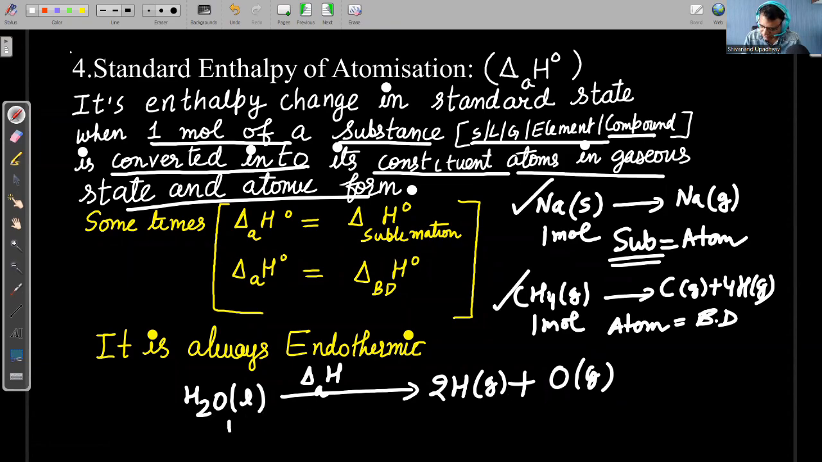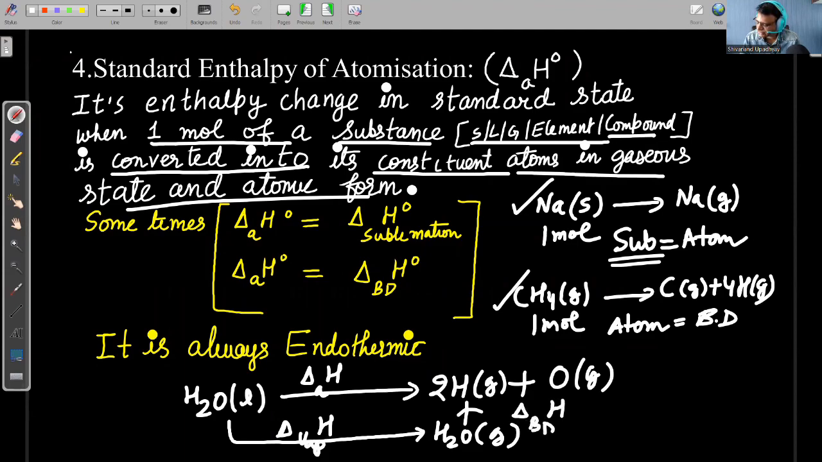आई कैन से इट इज सम ऑफ टू प्रोसेसेस. आई कैन से दैट first I will vaporize this H2O into gaseous state and then I will convert into this atom, right? So this is delta H vaporization and this is delta H bond dissociation, right? Or atomization of H2O gas.